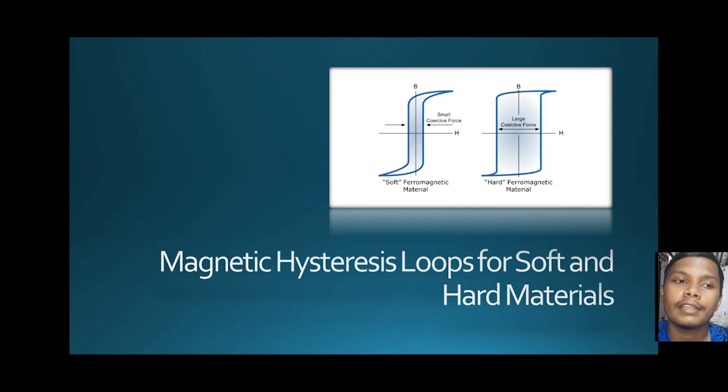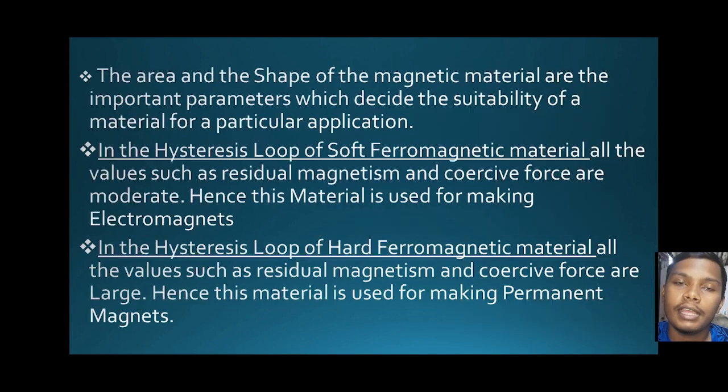Now moving on to the magnetic hysteresis loop for soft and hard materials. As you can see from the picture, the soft ferromagnetic materials have a small coercive force, while the hard ferromagnetic materials have a large coercive force. The area and the shape of the magnetic material are important parameters which decide the suitability of a material for a particular application.